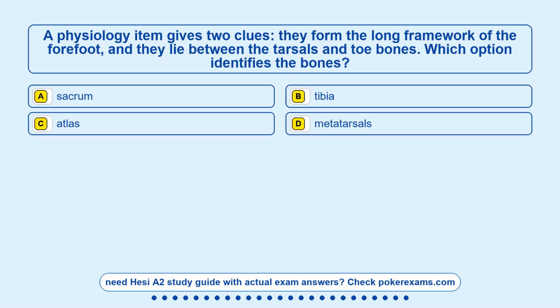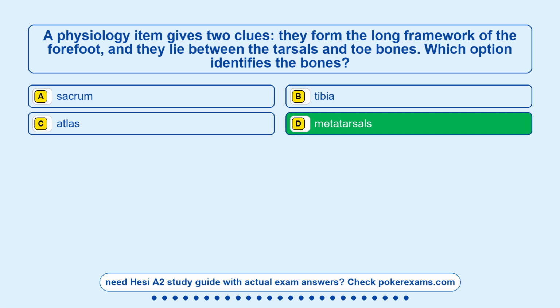Question 3. A physiology item gives two clues. They form the long framework of the forefoot, and they lie between the tarsals and toe bones. Which option identifies the bones? Option A, sacrum. Option B, tibia. Option C, atlas. Option D, metatarsals.